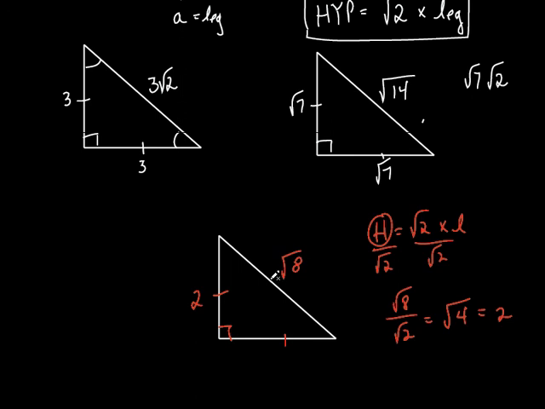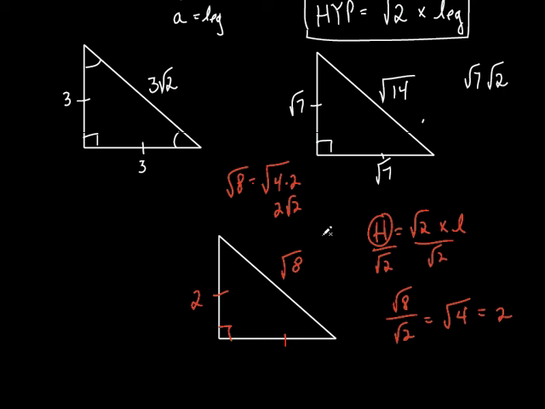You say, wait a minute, that's not 2 square root of 2. Well, is it? Think about it. What's the square root of 8? Square root of 8 is the square root of 4 times 2, isn't it? What's the square root of 4? 2. So that's 2 square root of 2. Isn't that 2 square root of 2?